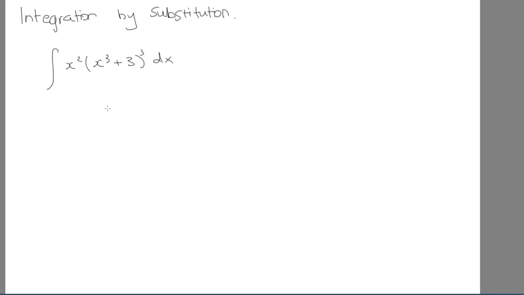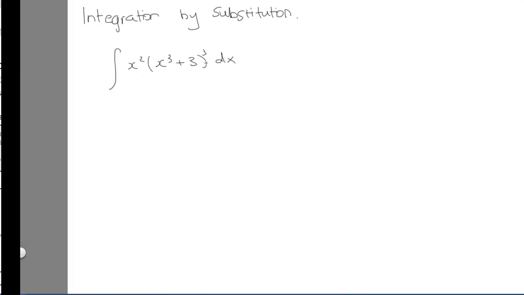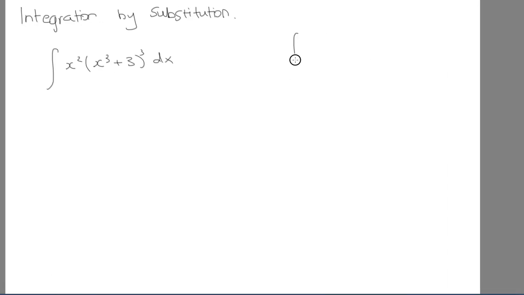It seems like we're just using this rule here. I'm going to write that down over here. So if you have x to the power of n dx, that's just x to the power of n plus 1 over n plus 1 plus c. You just raise the power by 1 and then divide by that power. Okay? But how would you do this one?